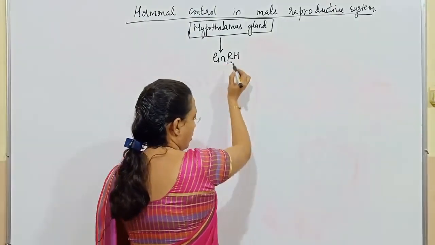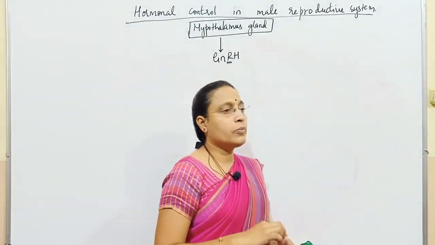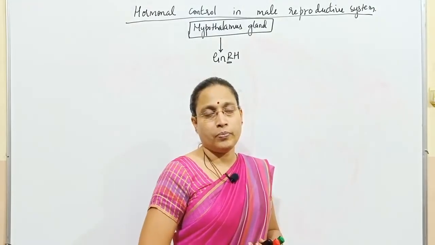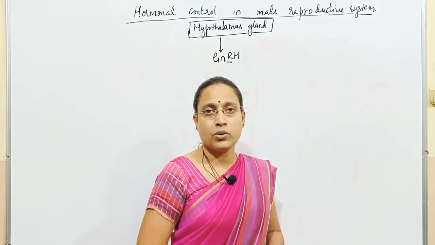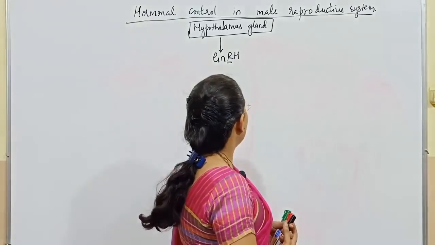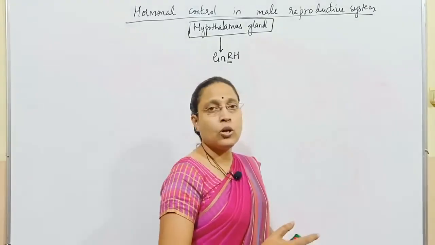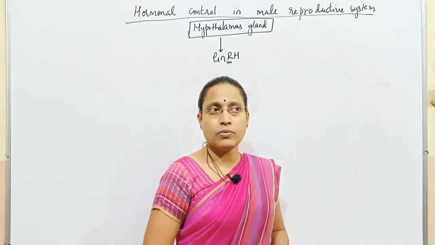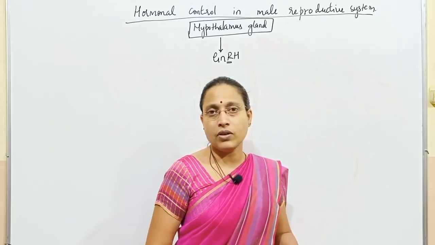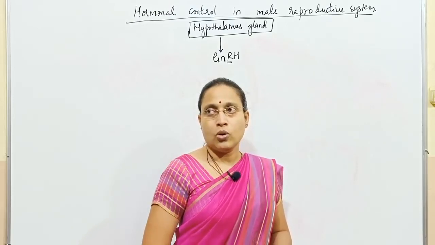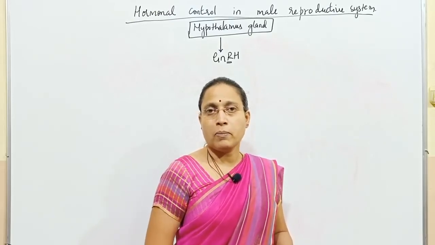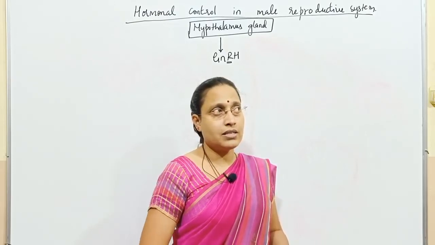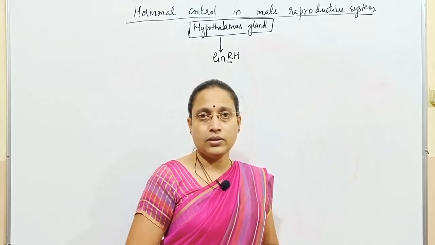By looking at this word, you should know that it stimulates the pituitary to release its respective hormone. By the name itself you can come to know. So here the hypothalamus controls the pituitary, and the pituitary is itself called the master gland, because it controls all other glands of the body. So glands of the body are controlled by the master gland called the pituitary, and the pituitary in turn is controlled by the hypothalamus.